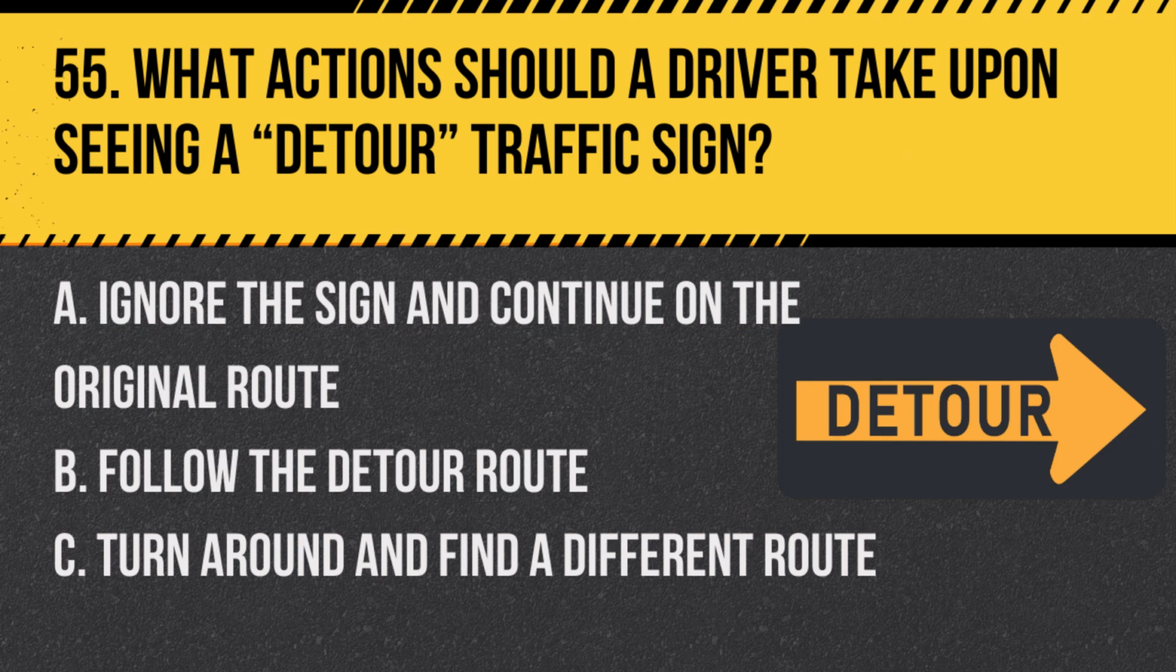Question 55. What actions should a driver take upon seeing a detour traffic sign? A. Ignore the sign and continue on the original route. B. Follow the detour route. C. Turn around and find a different route. Answer: B. Follow the detour route. When you see a detour sign, you should follow the detour route as indicated.